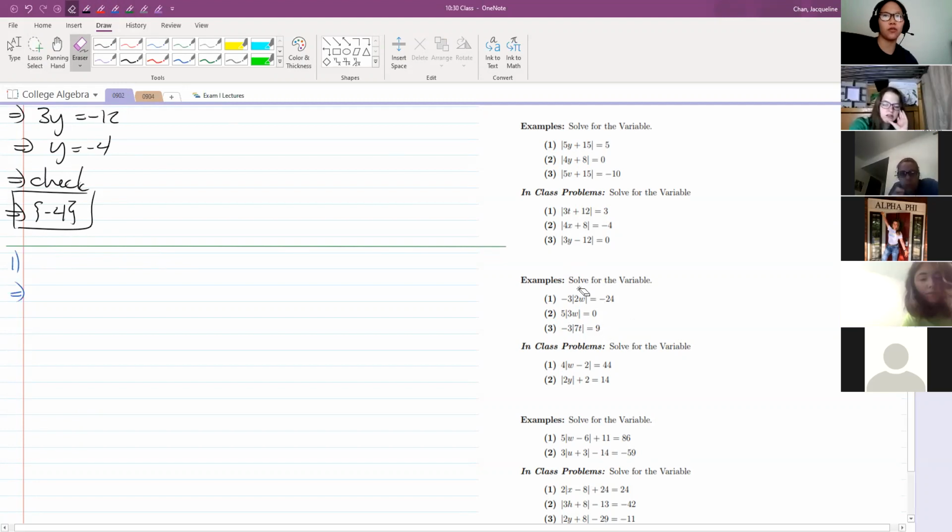Do not be fooled. When you see that -24, you cannot automatically tell me no solution because you have not isolated the absolute value yet. Let me actually copy the problem right. So for this one, what's the first thing I do?